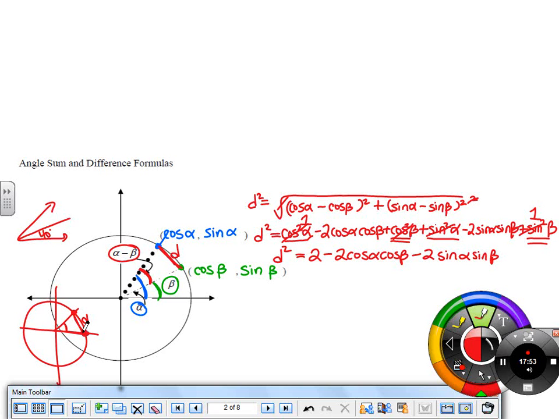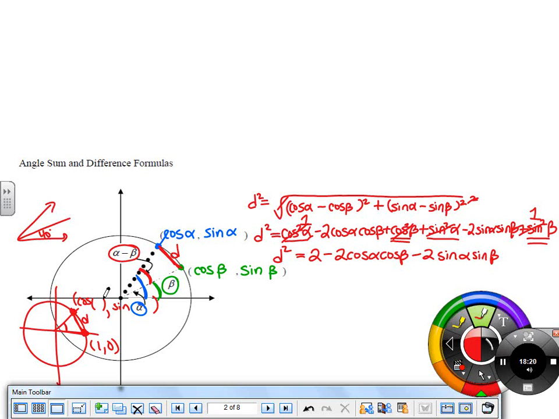What are the coordinates of this point right here on the x-axis on our unit circle? Not 0, 0, 1, 0. And what are the coordinates of this point right here if this is angle alpha minus beta? Okay, good. Cosine is the x-coordinate, sine is the y-coordinate, and the angle just got super ugly on us, right? What's the angle?